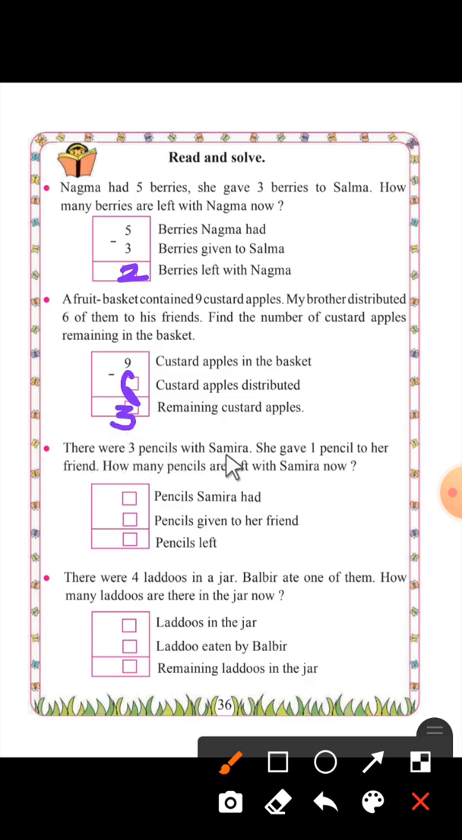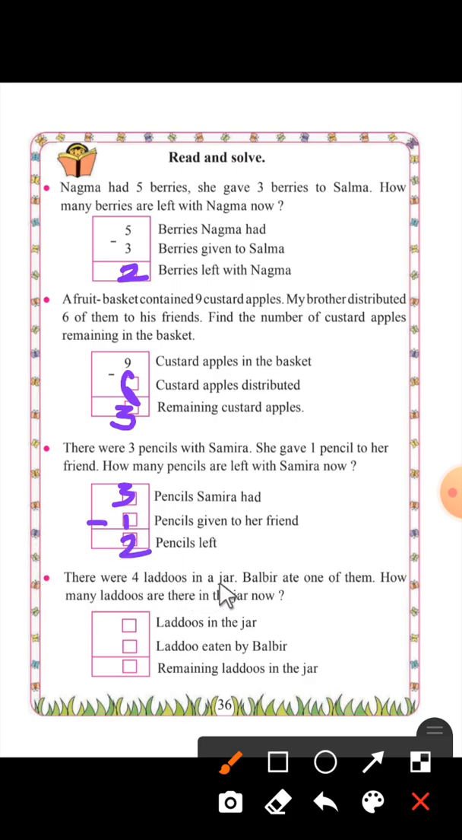There were 3 pencils with Samira. She gave 1 pencil to her friend. How many pencils are left with Samira now? Pencils Samira had 3. Pencil gave to her friend 1. Minus. 3 minus 1 is equal to 2.